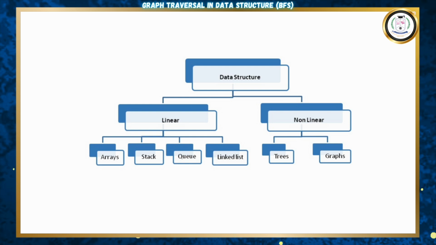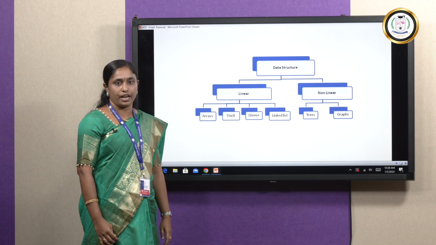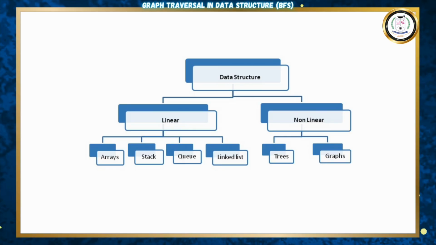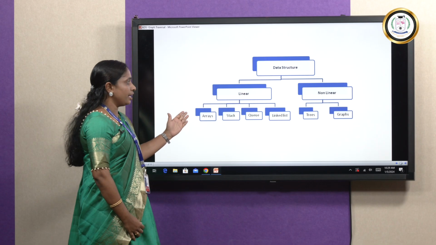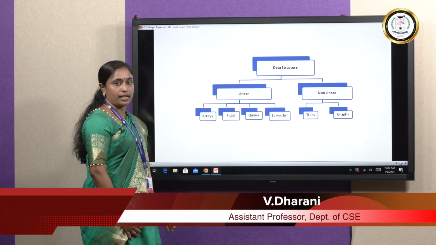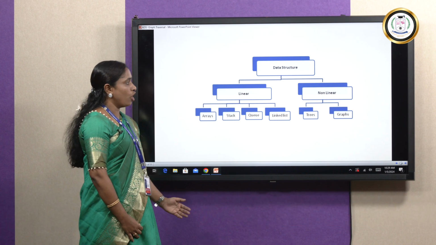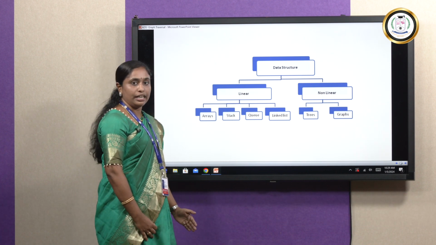So first, what is data structure? Data structure is used for organizing, processing, and retrieving of data. Data structure is classified into two types: linear data structures and non-linear data structures. Linear data structures include the concepts of array, stack, queue and linked list. Non-linear includes the concepts of trees and graphs. Linear is for storing and accessing the data in a sequential or linear order. Non-linear means it's not in a linear form.